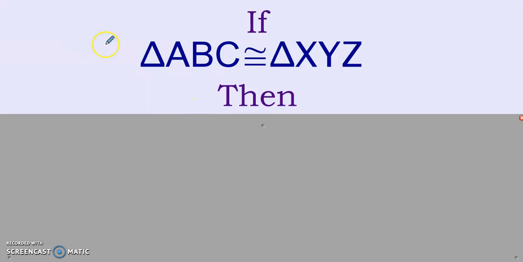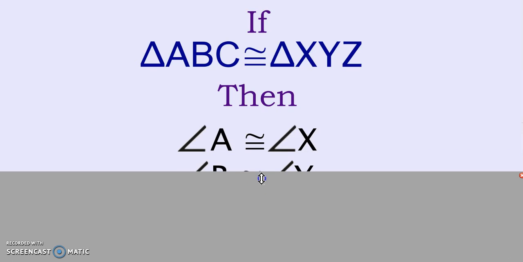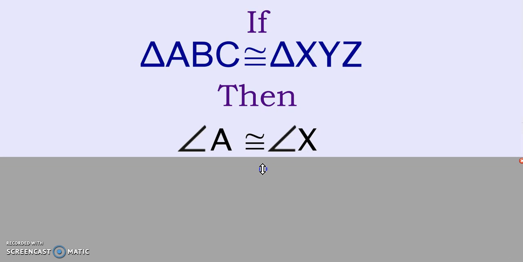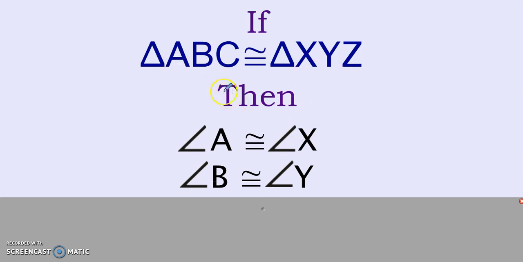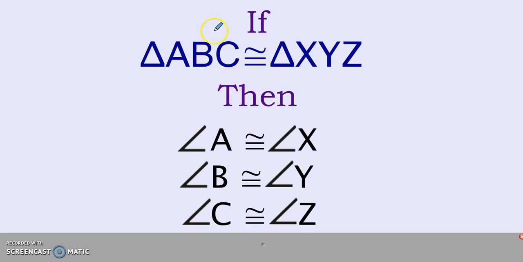So we have the same statement. It says triangle ABC is congruent to triangle XYZ. So what we can conclude then is that angle A is congruent to angle X because A and X are in the same spot. They are first in the statement. What we also can conclude is that angle B is congruent to angle Y because they are both second in the statement, and that angle C is congruent to angle Z because they are both third in the statement.